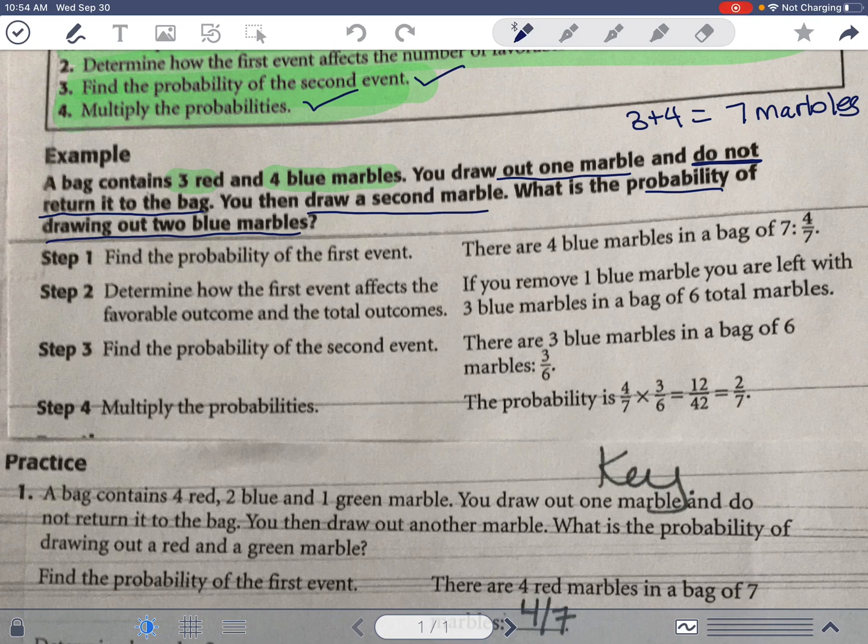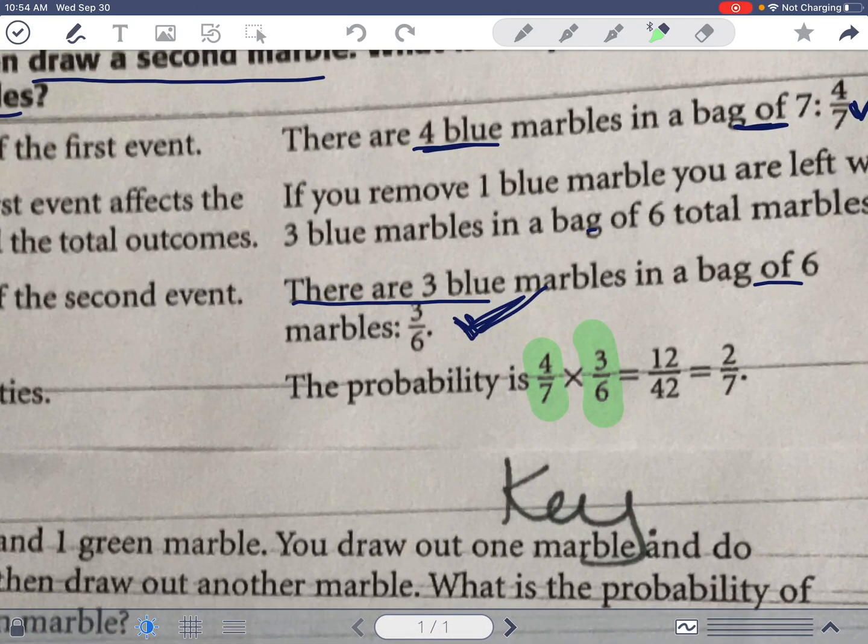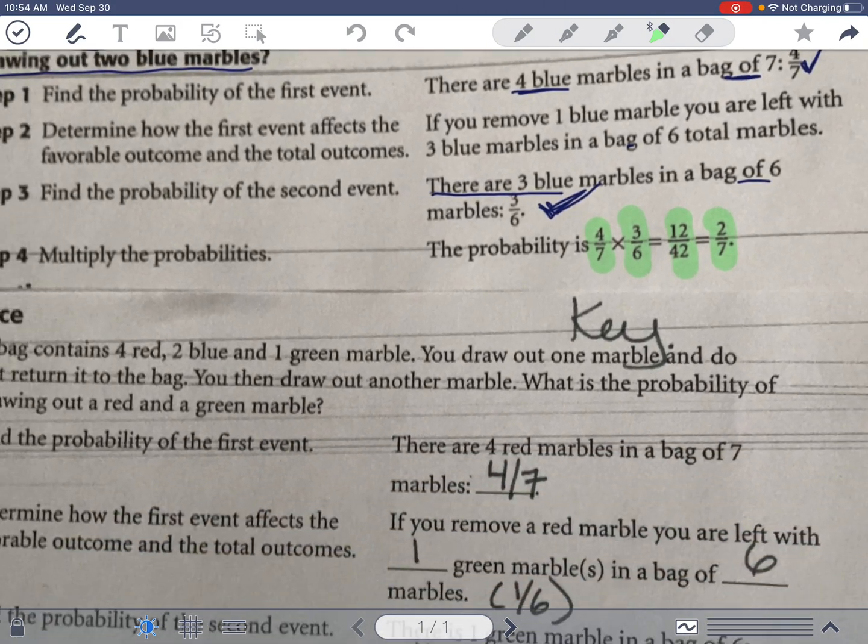So let's take the probability of the first event. There are 4 blue out of 7. So this is the first event, 4 out of 7. If you remove 1 blue marble, you are left with 3 blue marbles in a bag of 6 total marbles. So now there are 3 out of 6. That's the second probability, the second event. And you multiply these two fractions together, 4/7 times 3/6, and you get 12 over 42, 12 42nds, which reduces to 2/7.